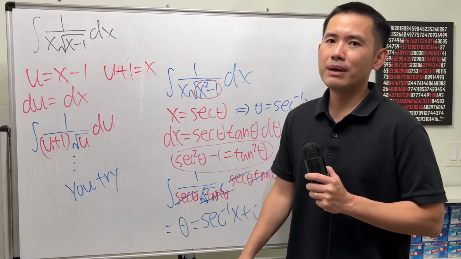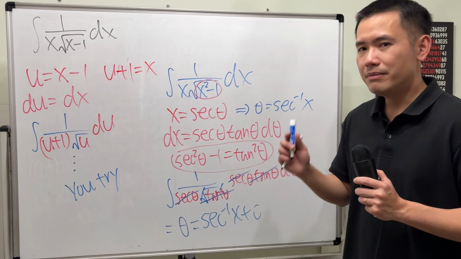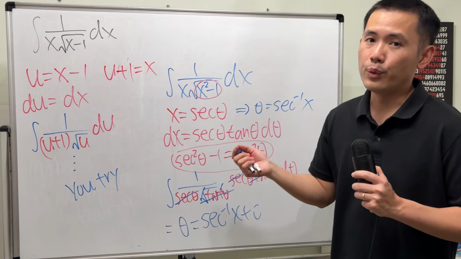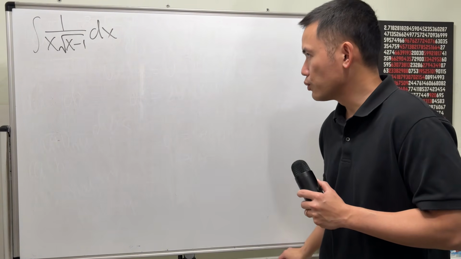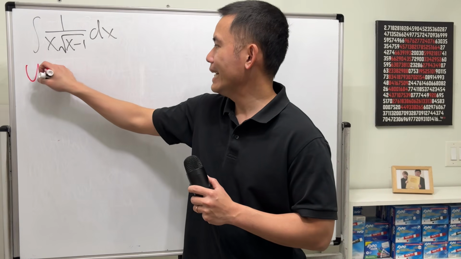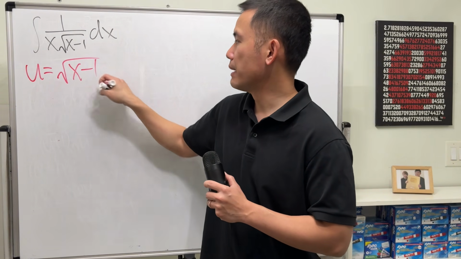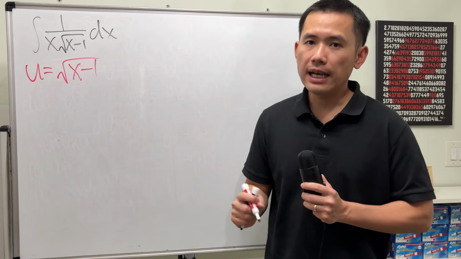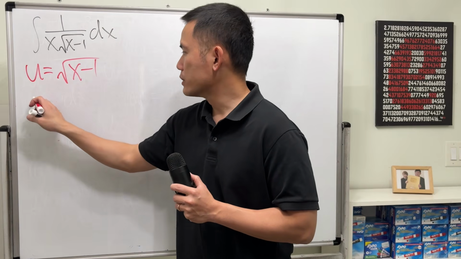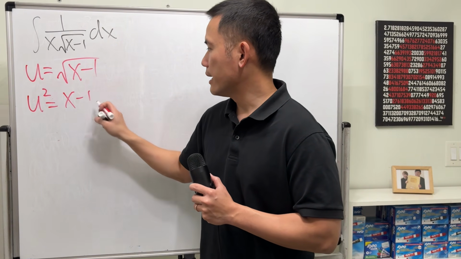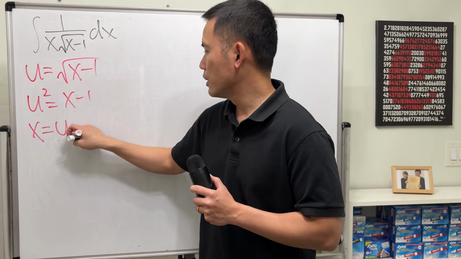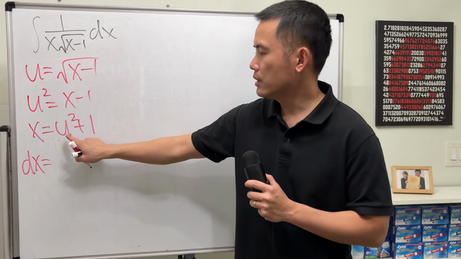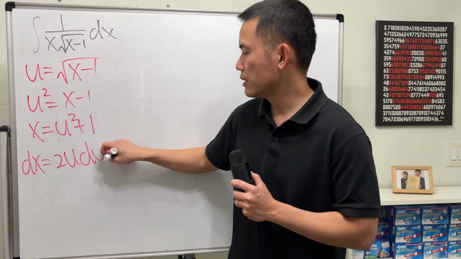It's doable. But I want to show you though, sometimes maybe you want to let u equal the whole square root. I think it works out very well. So let's have a look. Alright, so for this one, I'm actually going to let u equal square root of x minus 1. And then because we have to get the x right here and also the dx, let's isolate the x first. Square both sides, and then add 1. So x equals u squared plus 1. Differentiate now. dx equals, the derivative of this is 2u, and then du.